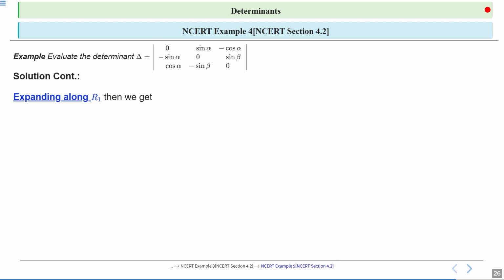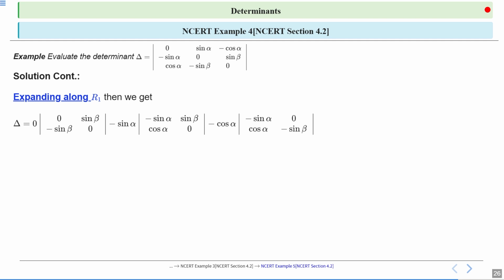when expanding along R1, the first element is 0, and cancelling the first column and first row, we get a matrix of order 2 cross 2, that is 0, sin beta, minus sin beta, 0. For the second element, that is sin alpha, the indices for this element are 1, 2. So 1 plus 2 is odd, so we get a minus sign here, minus sin alpha, and now cancelling the second column and first row, we get the matrix minus sin alpha, sin beta, cos alpha, 0. For the third element, minus cos alpha, the determinant of minus sin alpha, 0, cos alpha, minus sin beta.